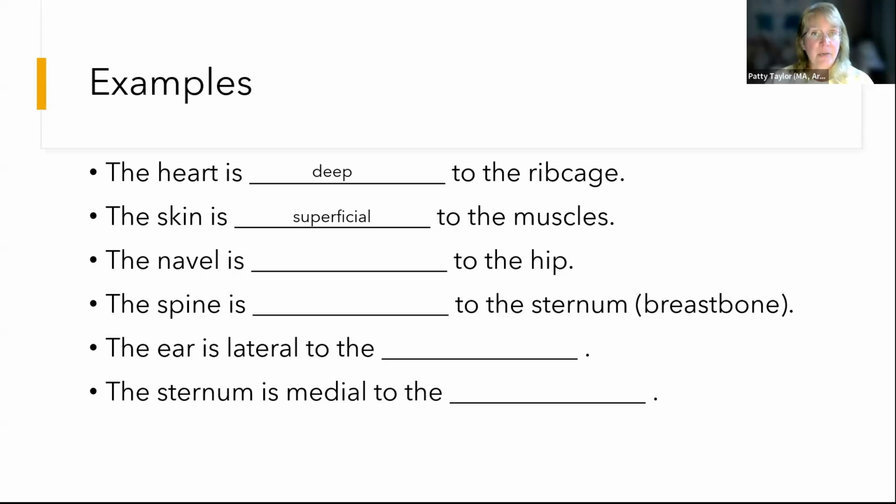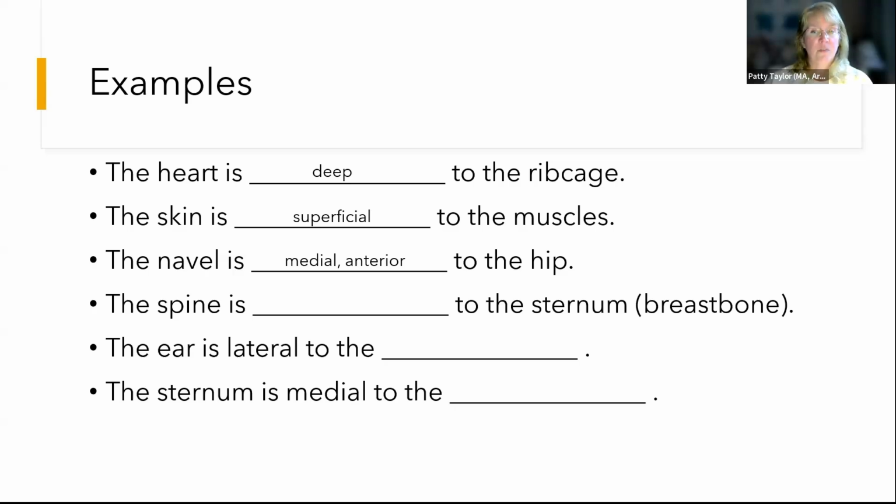Let's think about the belly button or navel. The belly button is in the midline of the body, so we could say it's medial. The hip is sitting on the side of the body. So the assumption here is the navel is medial to the hip. You could also argue that the navel is anterior, meaning it's closer to the front. The hip kind of sits on the side. So medial is probably our best term, but anterior would also be correct.